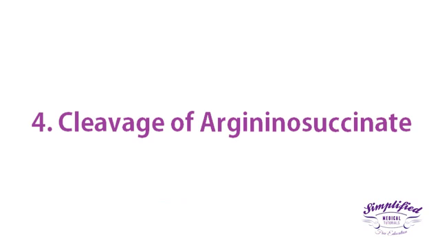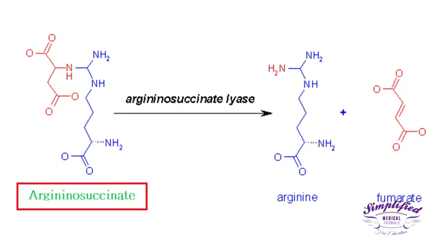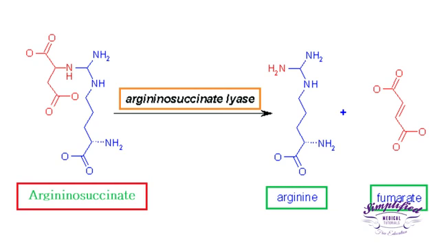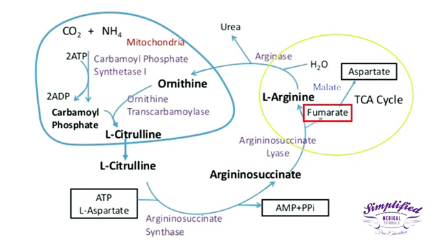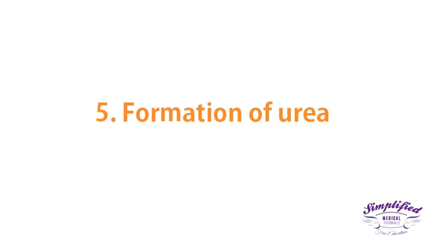The next step is the cleavage of argininosuccinate. The intermediate argininosuccinate is cleaved by the enzyme argininosuccinate lyase to yield arginine and fumarate. Fumarate produced in the urea cycle is hydrated to malate that can be utilized directly or indirectly in other metabolic pathways. The fifth and final step is the formation of urea.